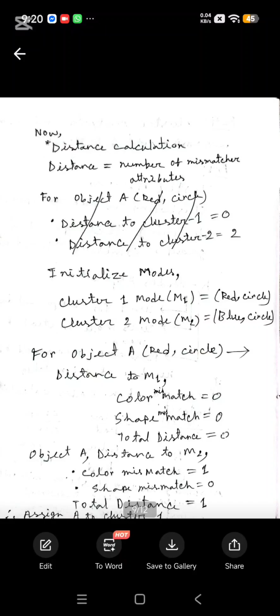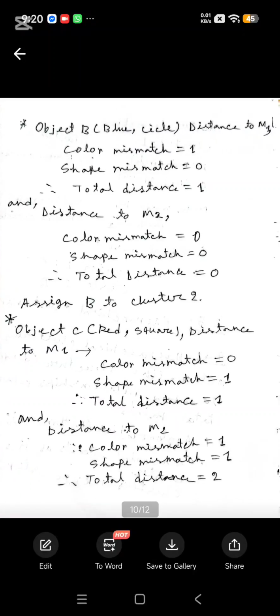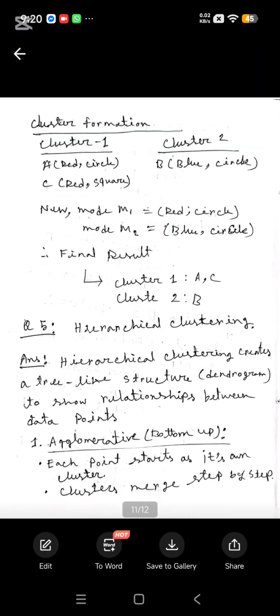Here we can see the examples. We assume that there are three objects and several colors. We initialize the modes, and then we see the mismatches and the matches. Hierarchical clustering does not require us to predefine the number of clusters. Instead, it builds a hierarchy in agglomerative clustering.